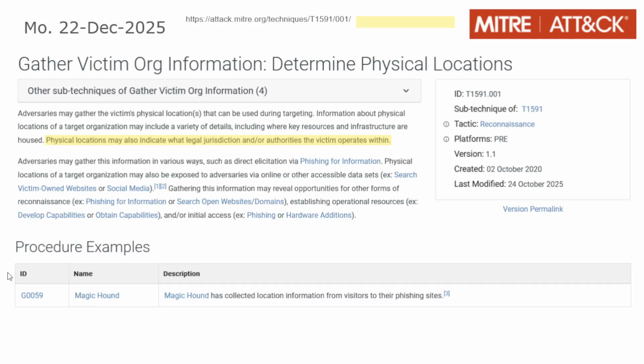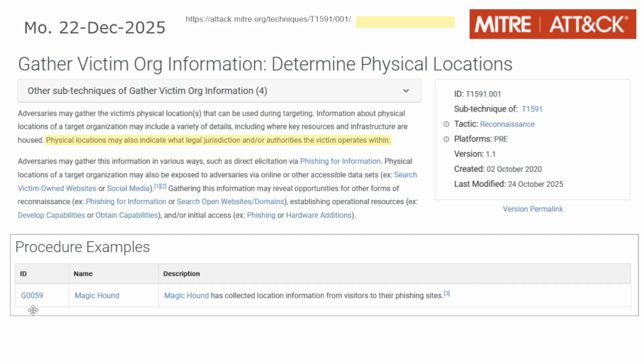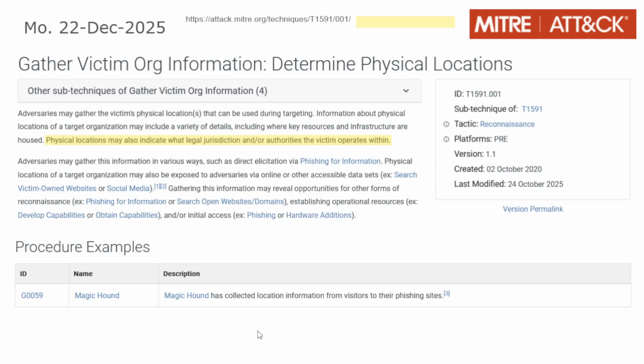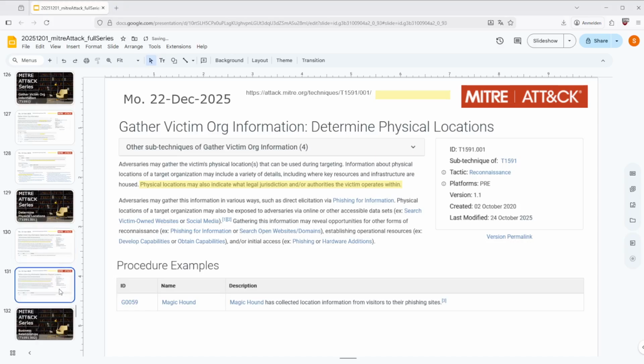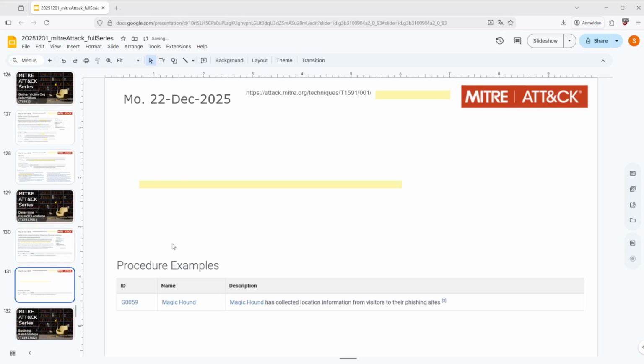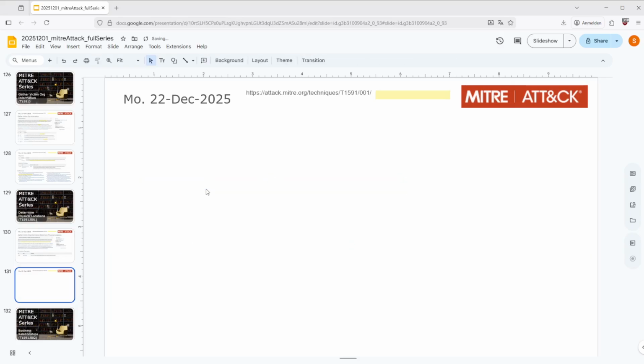Okay, and we have only one procedure here, Magic Hound. Magic Hound has collected location information from visitors to their phishing sites. Okay, location information based on IP, I believe. But so far so good. This is going to be a quick video, by the way. There is not much information added in comparison to our last video, but this is fine.